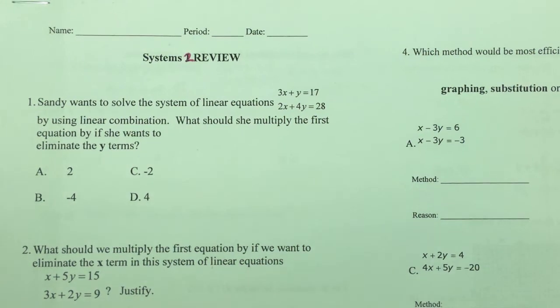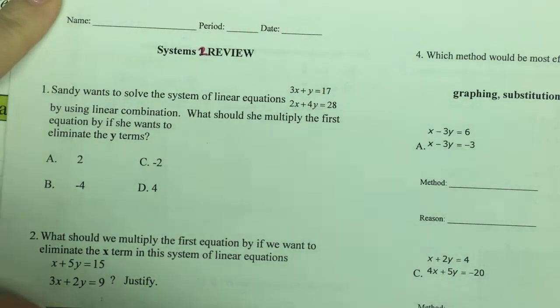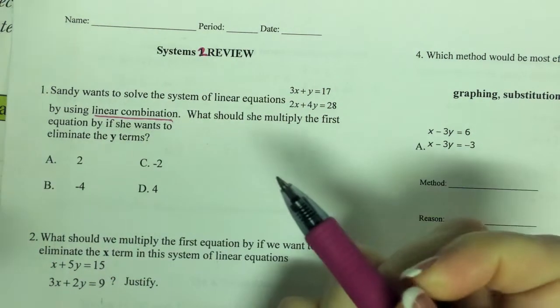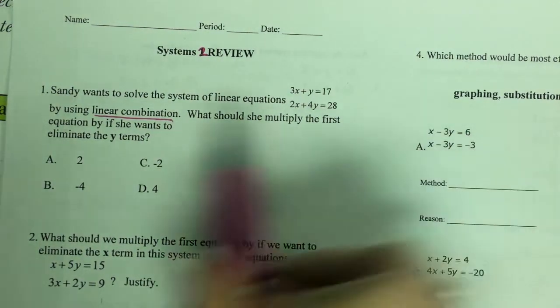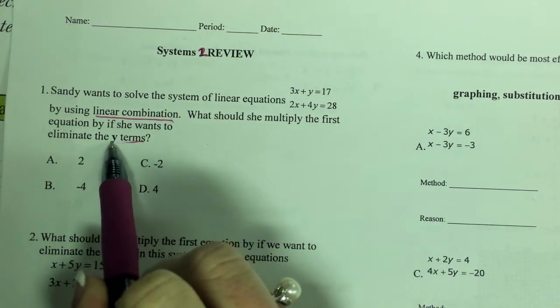Okay, so this is for the systems test review. All right, so it says for number 1, Sandy wants to solve the system of linear equations 3x plus y equals 17 and 2x plus 4y equals 28 by using linear combination. What should she multiply the first equation by if she wants to eliminate the y terms?